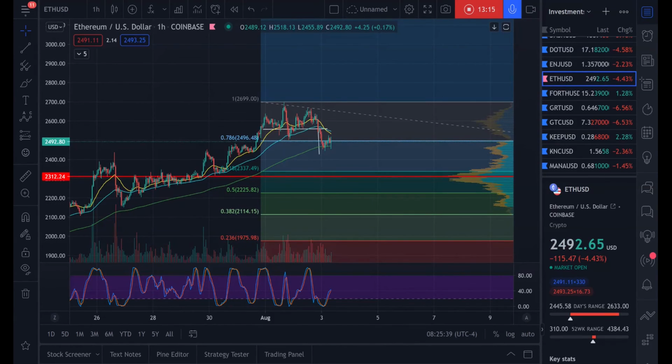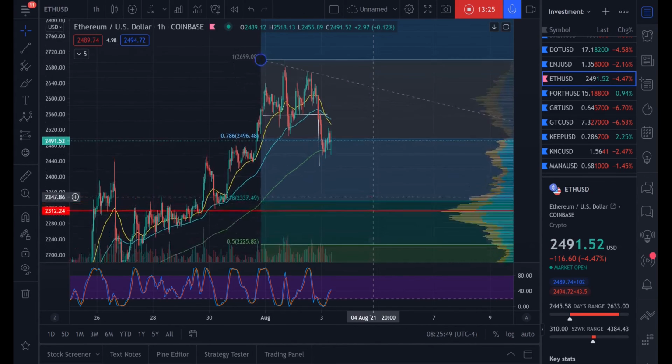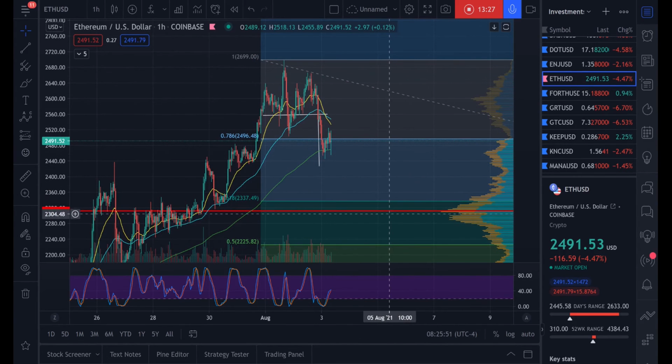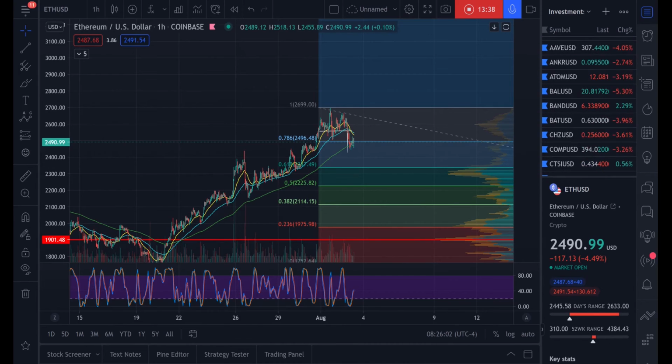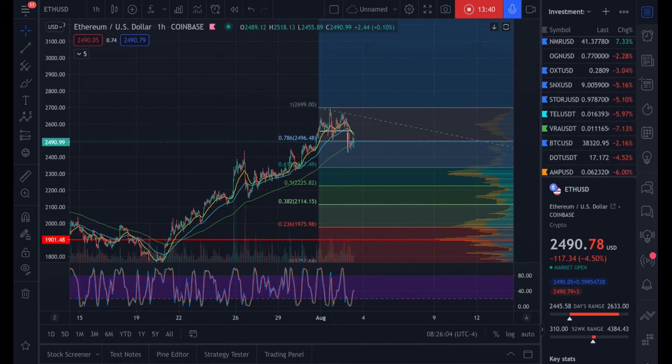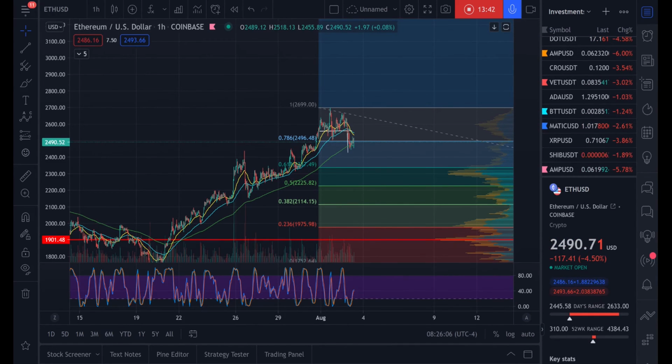Ethereum. I still believe that at the end of the day, Ethereum will come down all the way to about this point of control, the 2300, 2312 mark, before continuing. So that's Ethereum. It's looking relatively strong despite the downturn. So that's pretty much it. Oh, let's look at one more.